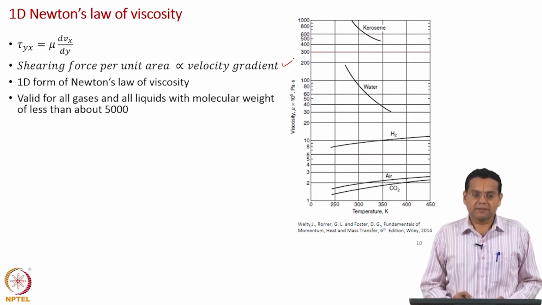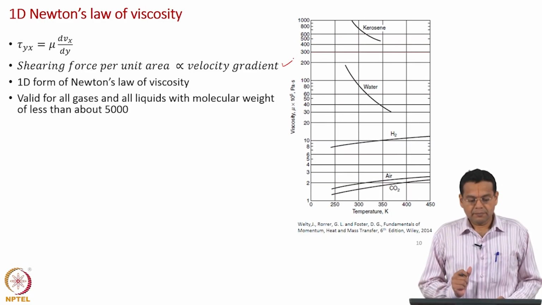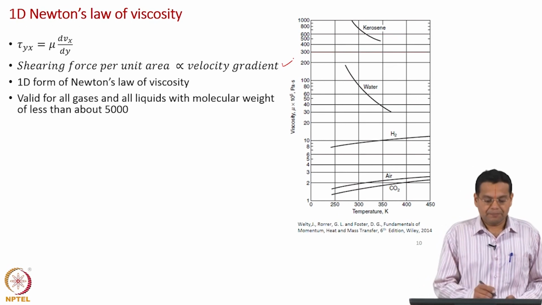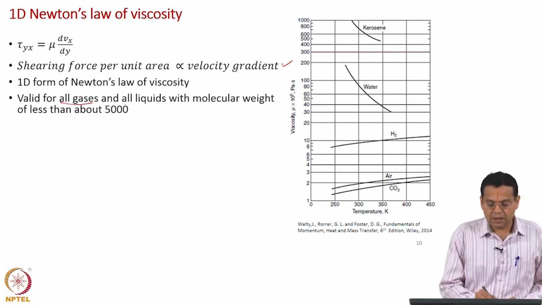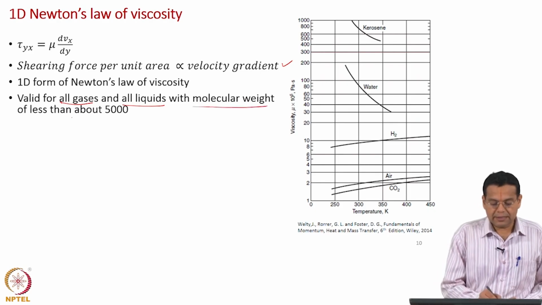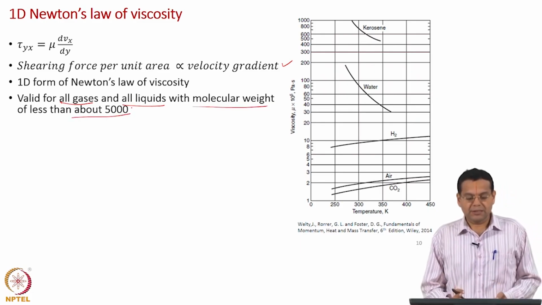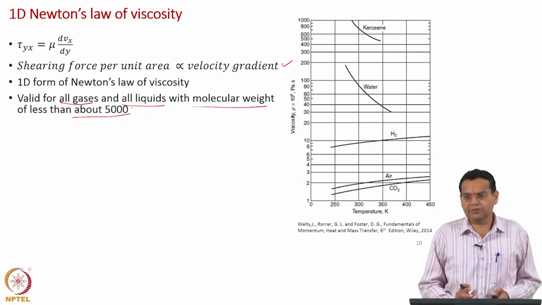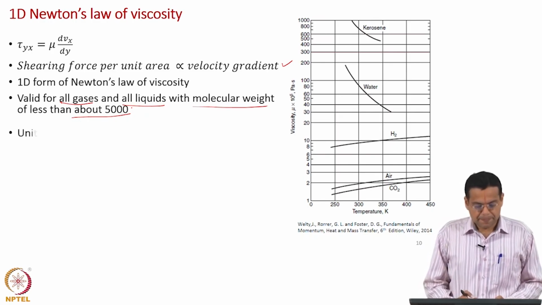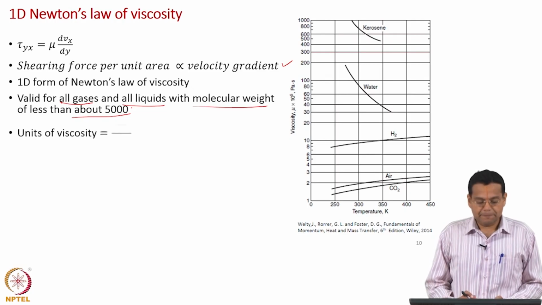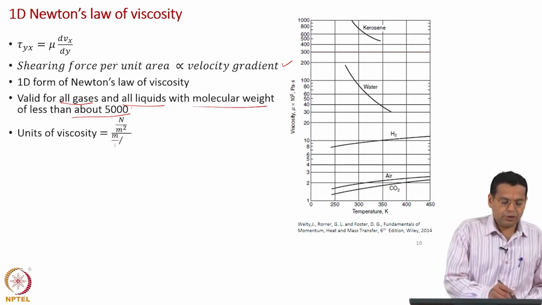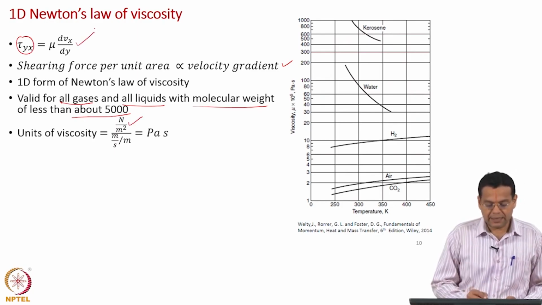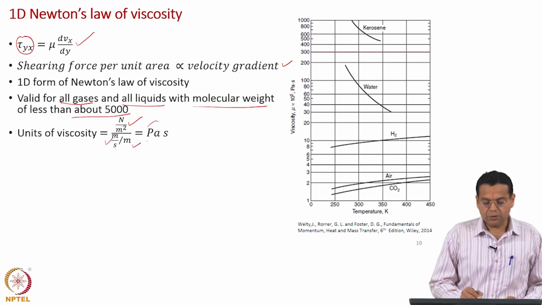Okay. When is it valid? This one dimensional Newton's law of viscosity is found to be valid for all gases and all liquids with molecular weight less than 5000. Okay. Let us say simple liquids and all the gases, this is found to be valid. And that itself is quite a wide range of fluids. Okay. What are the units of viscosity? On the left hand side you have force per area, so Newton per meter squared. On the right hand side you have velocity gradient, so meter per second by meter, giving you Pascal second.